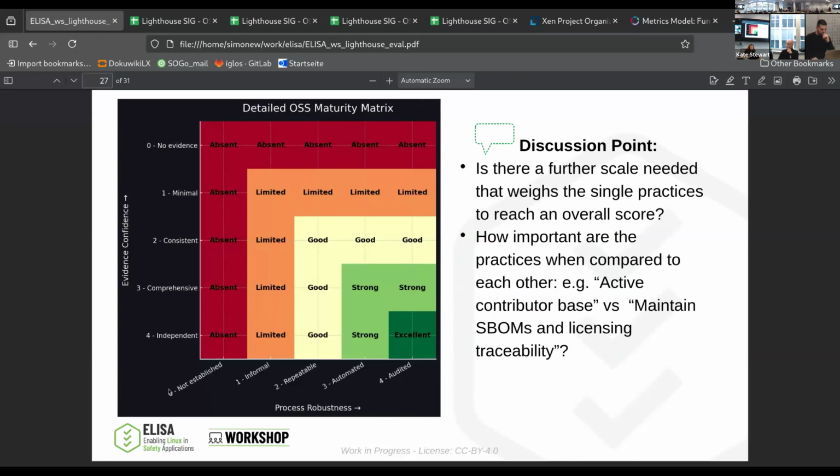So if you have no evidence and no established process, then it's of course an absent quality. But if you have very good independent confidence and also a very good process that is continuously improved, you have of course an excellent point. And then you could have a score per practice, and maybe if you assign a scale to the practices, you could also reach an overall score and then give out a silver, gold, or whatever badge.